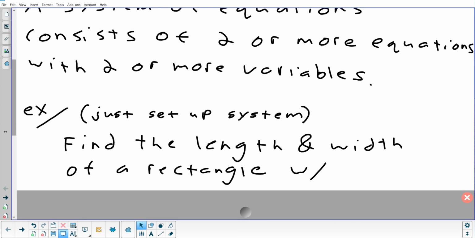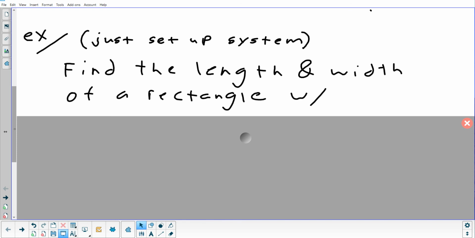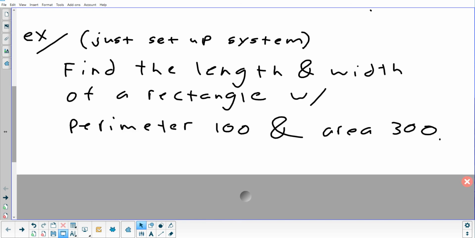And it's asking us to find two things, the length and the width of a rectangle. So since it's going to have two variables, how many equations do you think we're going to have to set up? 2. Yep, we're going to need 2. So that means they're going to have to give us 2 facts about this rectangle that we can change into an equation. So the 2 things that they tell us, the perimeter is 100 and the area is 300.